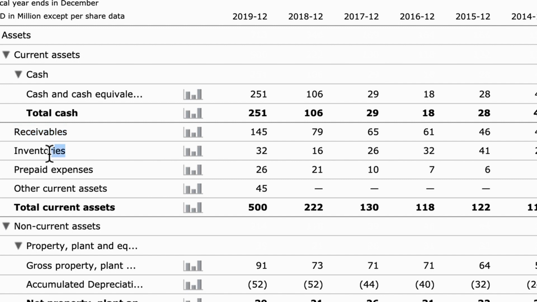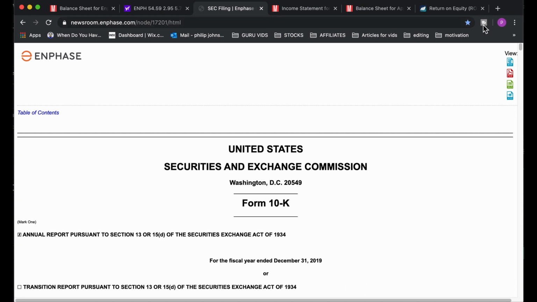Inventory is what they have purchased for goods and that are available for resale. These could be things like finished products or components. And once these things are sold from the inventory, it will actually be reduced and then added to the income statement under cost of revenue. When it comes to prepaid expenses here, you actually want to go over to the annual report of the company, which I'll show you how to do.